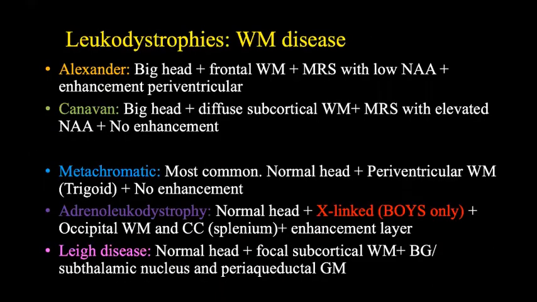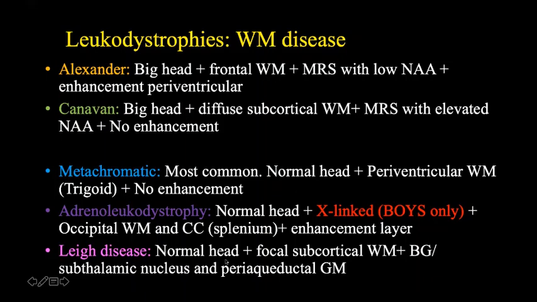Just to review these leukodystrophies, the main ones that have characteristic radiological findings that we can call on them: Alexander and Canavan are both associated with a big head. Alexander is more of a frontal white matter involvement, and with spectroscopy we would expect low NAA and enhancement in the periventricular nodules. Canavan is big head, however, the involvement is more of a diffuse subcortical white matter, and with MR spectroscopy it will show elevated NAA, and there is no enhancement.